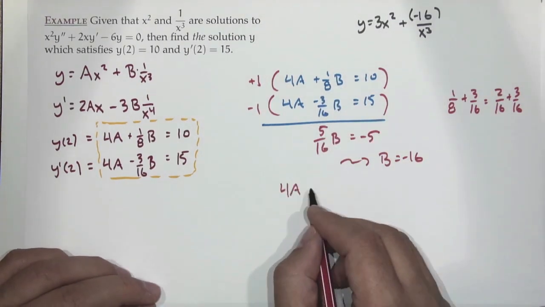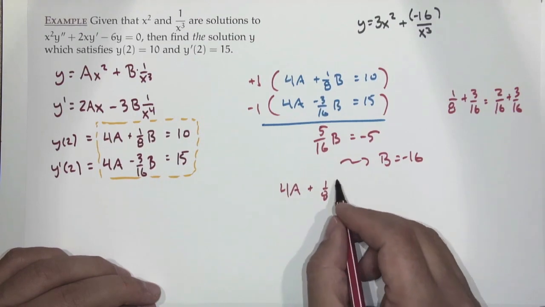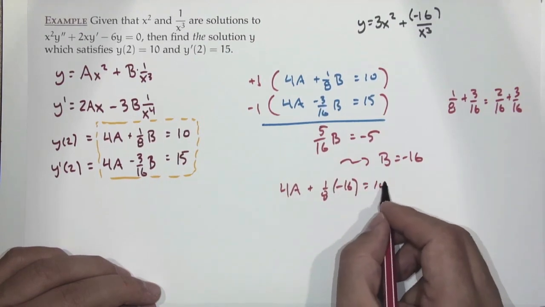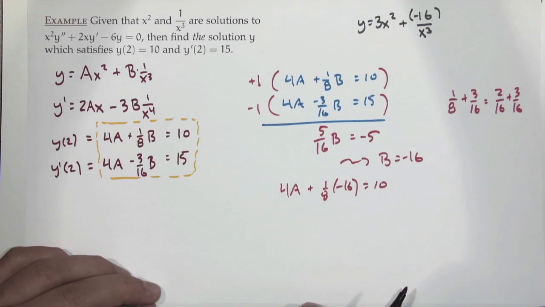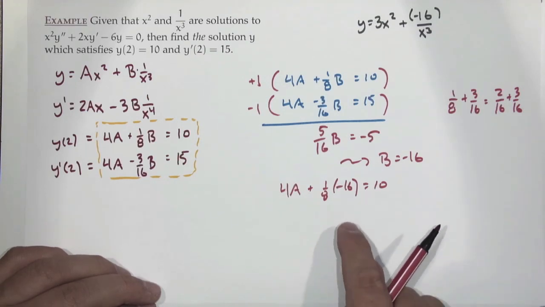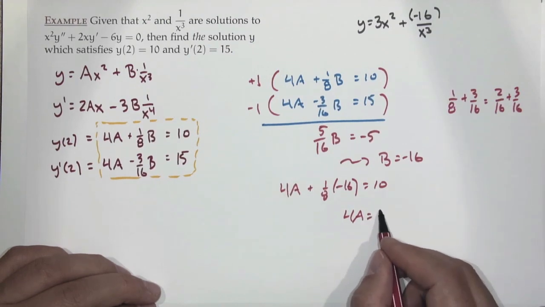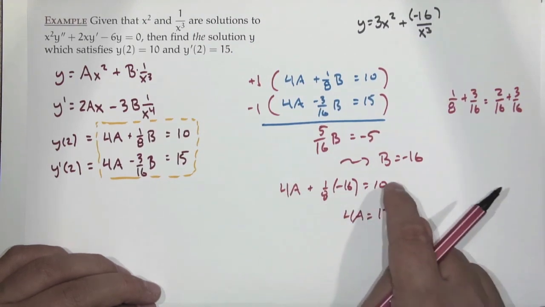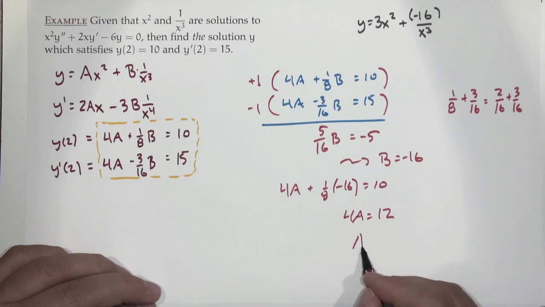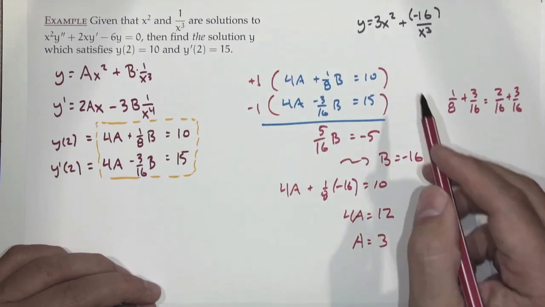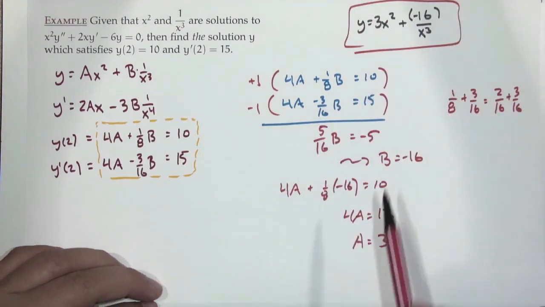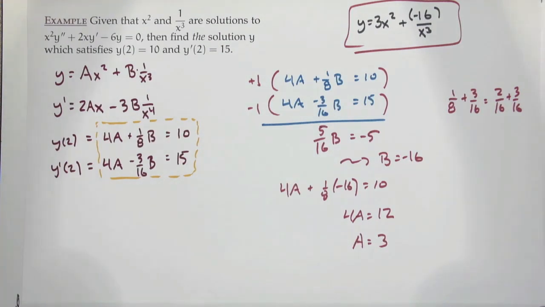So 4a plus 1/8 times negative 16 equals 10. Well, 1/8 times negative 16 is negative 2. So when we move it across, 4a would equal 12, because it's negative 2, so we'd add 2. So a would be 3, which means that, yes, there we go. There's the solution that we need.